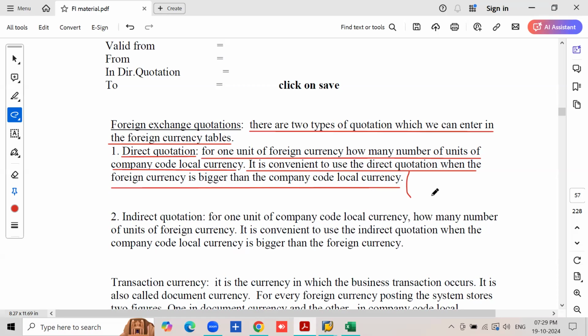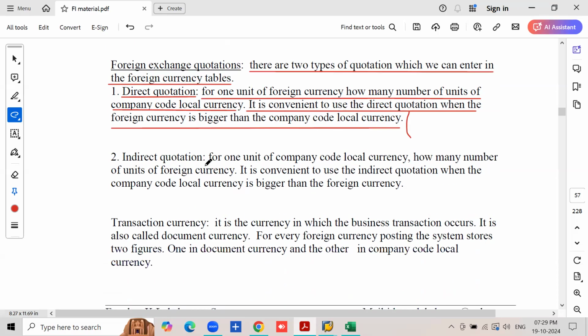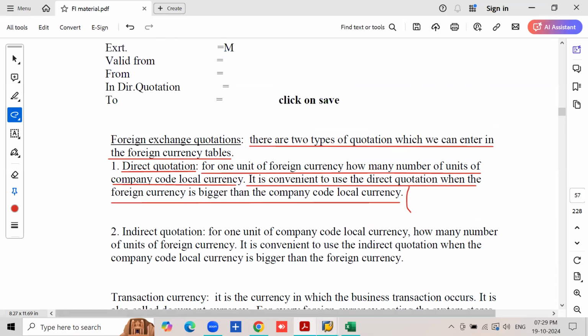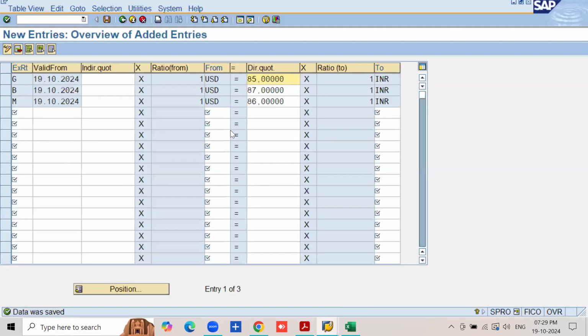Technically speaking, you can enter either direct quotation or indirect quotation, but it's only a matter of convenience. Then coming to indirect quotation. Direct quotation is for 1 unit of foreign currency. That means for $1, how many rupees you get? 85, 86, 87. That is the direct quotation.